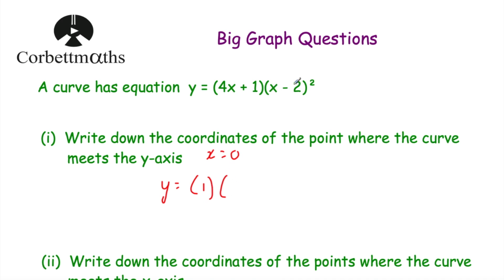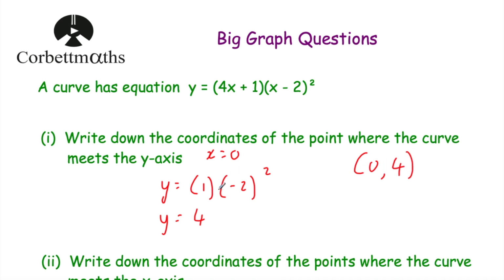And then in terms of the second bracket, we've got 0 take away 2, which is negative 2, so we've got negative 2 squared. And remember our order of operations, we've got a square first, so negative 2 squared would be 4, and then times 1 would be 4. So that means that y is equal to 4. So the coordinates would be 0, the x coordinate, and then the y coordinate, which is 4. So 0, 4. And that's it.